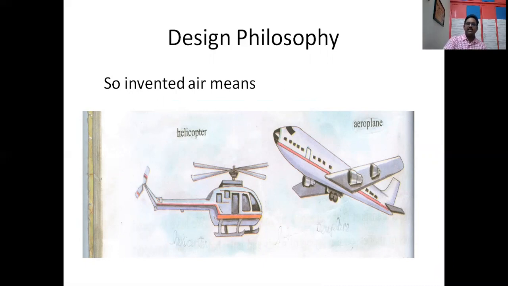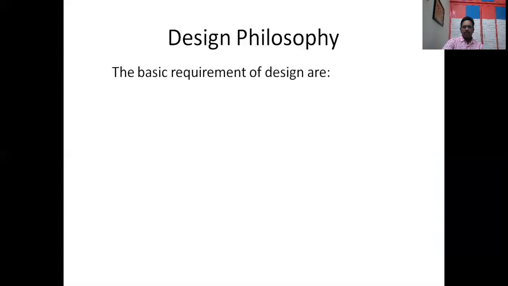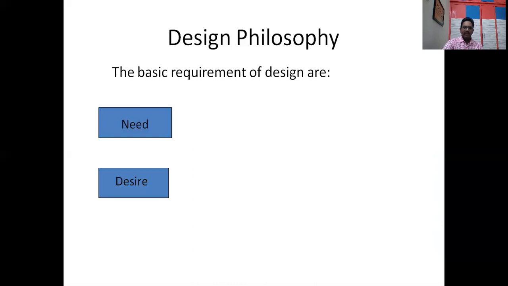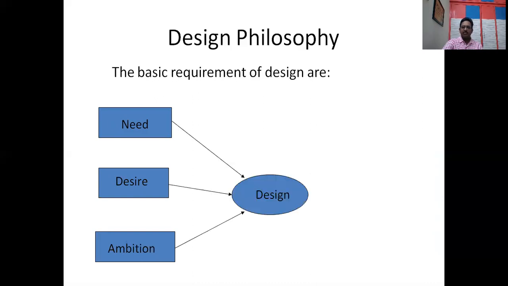So all these things, the reason for the design of these machines or these transport things is because of his ambitions. Therefore, the basic requirements of a design are need, desire, and ambition. These three things are the basic requirements for any design. So design is because of a need, design is because of a desire, design is because of an ambition.